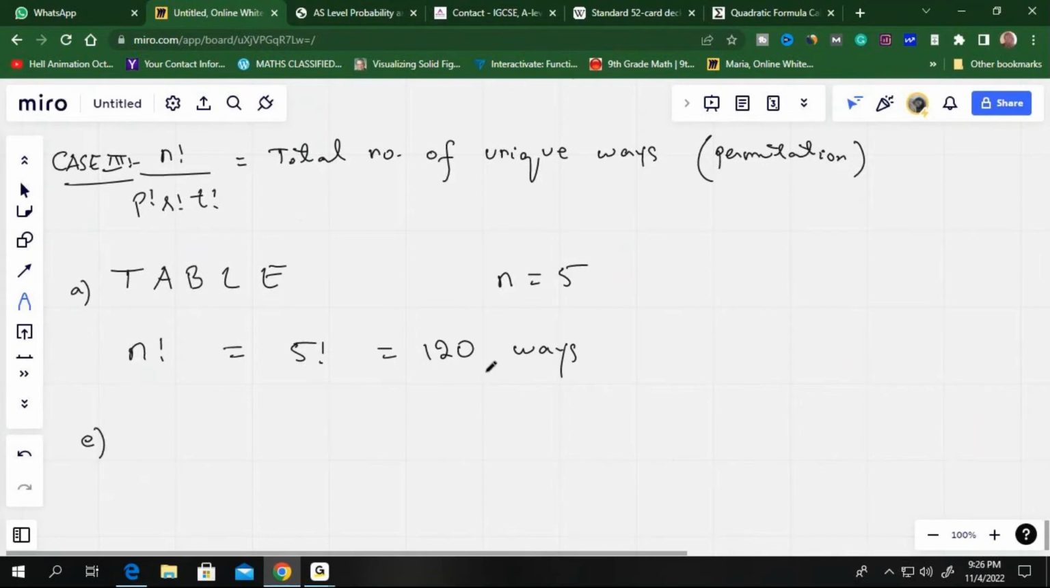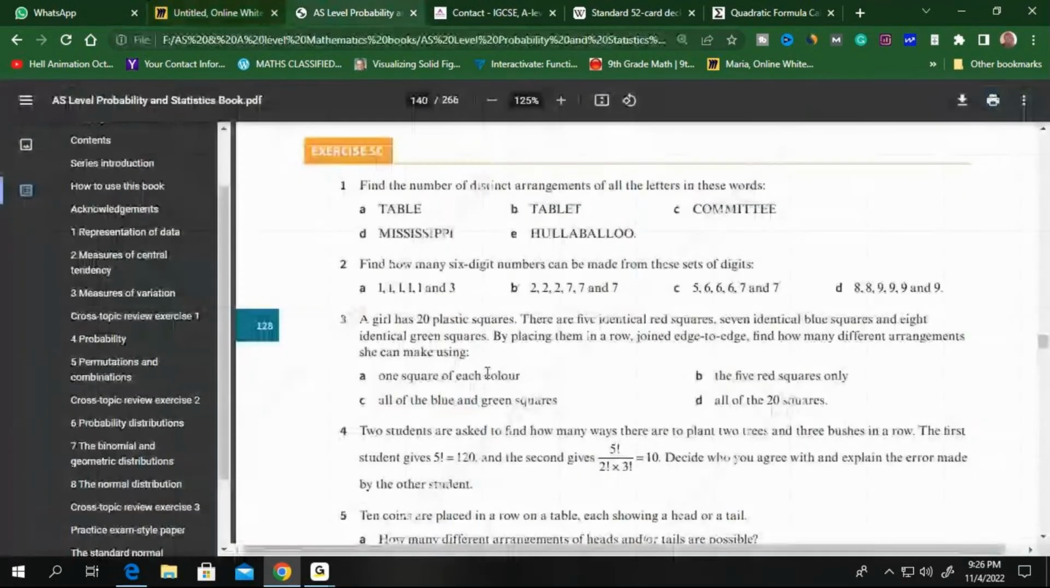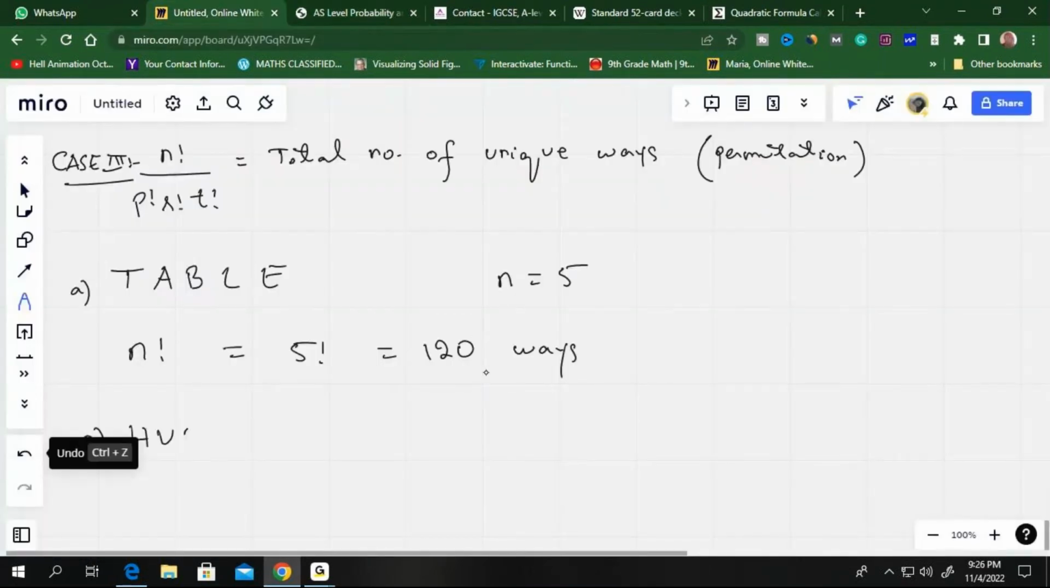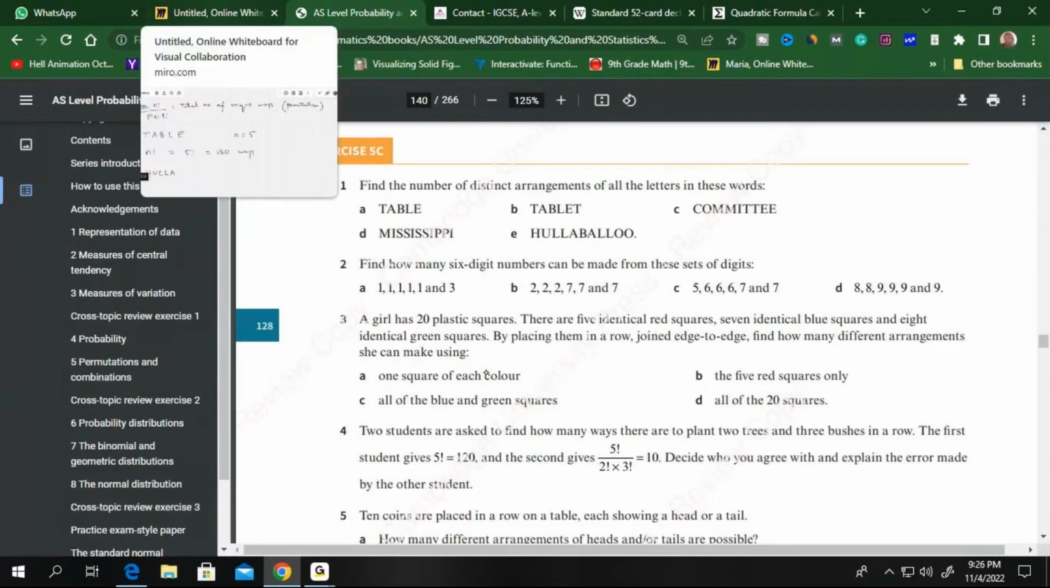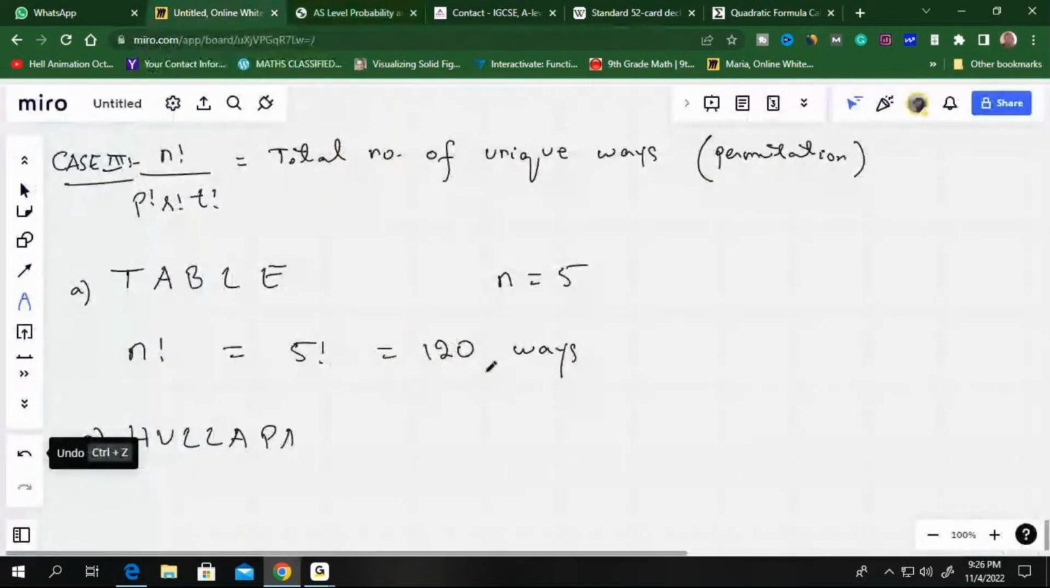In the last part, E, the word is, I'm not going to read this. It sounds like an African word.